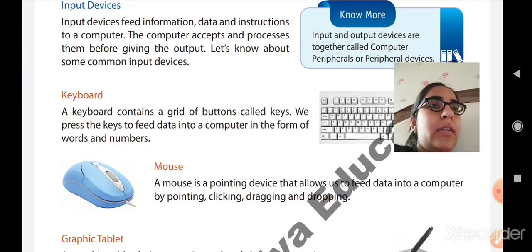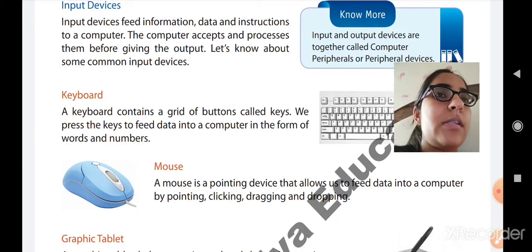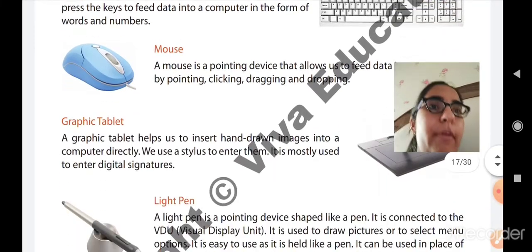You can just click on the mouse. You can just drag, it means place a file into another document or another drive, and dropping. Okay, so this is known as a mouse. This is also one type of input device.